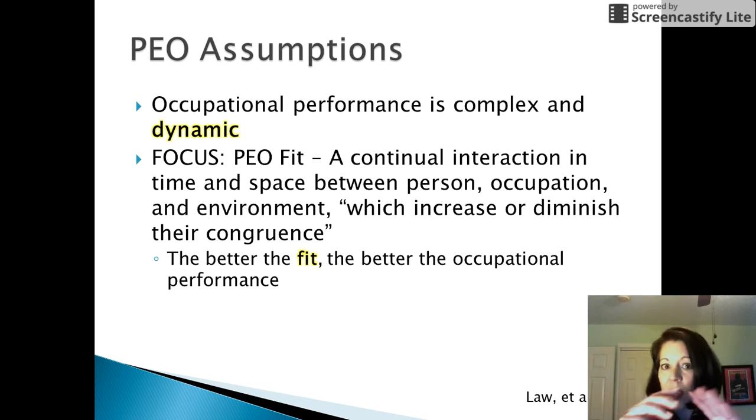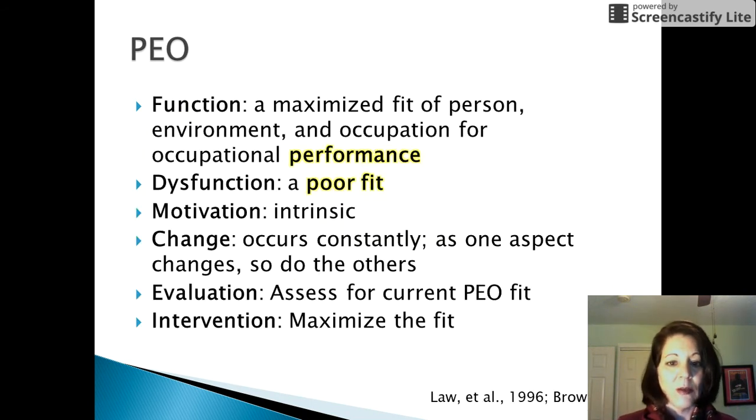And fit just means how big is that little triangle in the center where the three circles are overlapping. The more we can bring the circles together, the more we can make the environment match the occupational needs and the person needs. The more we can make the occupation match the person and fit within that environment, the better that fit is going to be, and the better the occupational performance is going to be as well. So function in the PEO is maximizing that fit, which gives better occupational performance, and dysfunction is simply a poor fit when the circles are pulling apart.